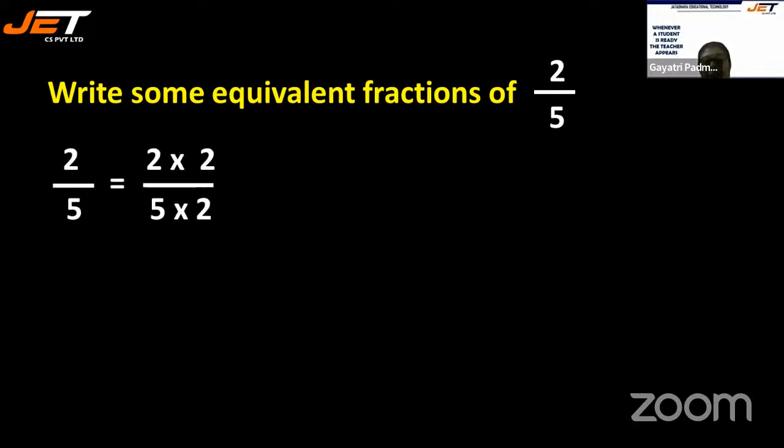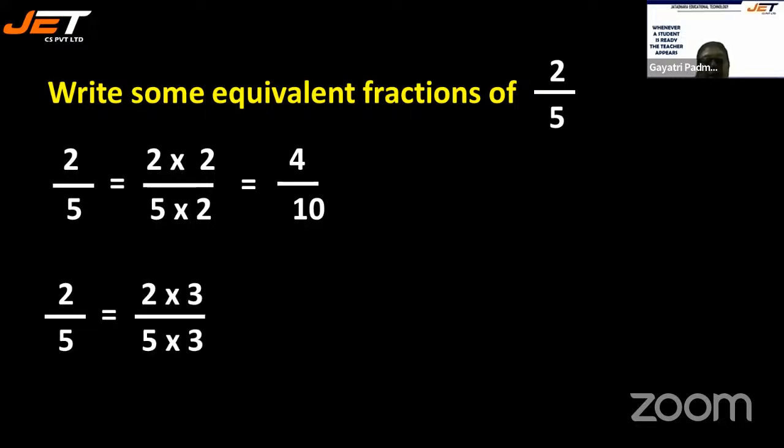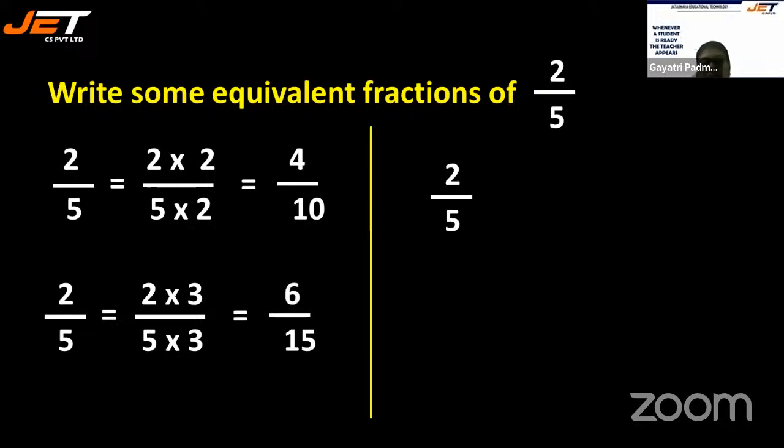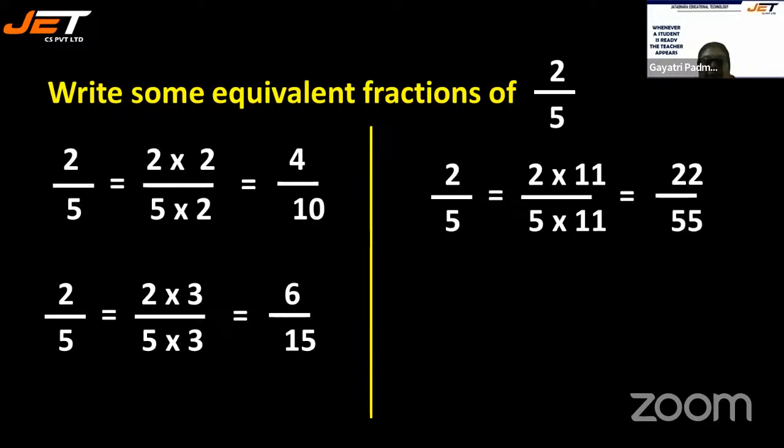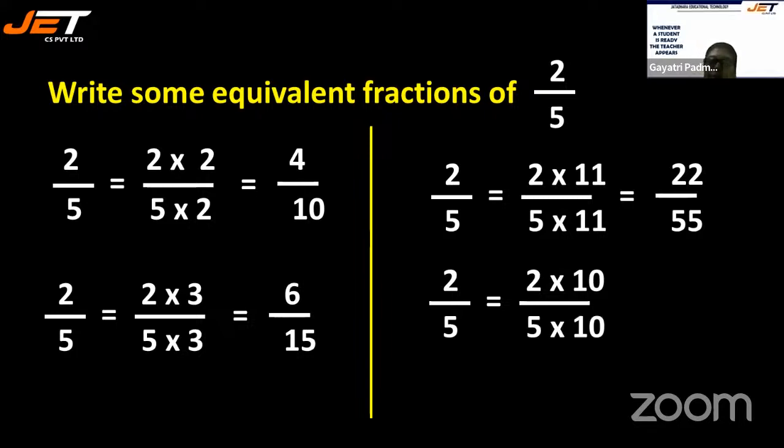Let's see the answer for 2 by 5. You're multiplying and dividing by 2, so you get 4 by 10. Again for 2 by 5, you're taking the next number, that is 3. 2 multiplied by 3, 5 multiplied by 3, so you get 6 by 15. Another number: 2 by 5 into 2 into 11 by 5 into 11. 11 is fixed. So you get 22 by 55. So 2 by 5 is equal to 2 into 10 by 5 into 10, that will give you 20 by 50.